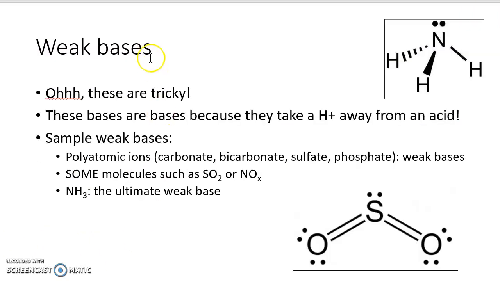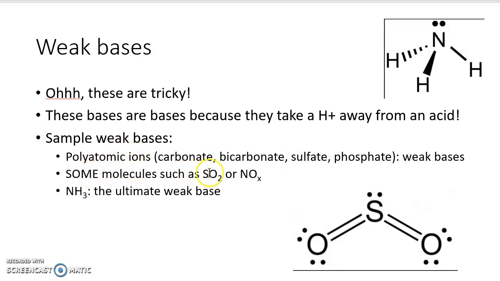On the other hand, your weak bases, these are your tricky ones, because they don't have that OH, that's a telltale sign you've got a base. You can only figure out if they're a base by looking at what they do. You want to look for the fact that they're taking a hydrogen away from an acid. You have some sample weak bases, some of your polyatomic ions. So I listed some here. Those can act as a weak base because they have a negative charge that can steal hydrogens.